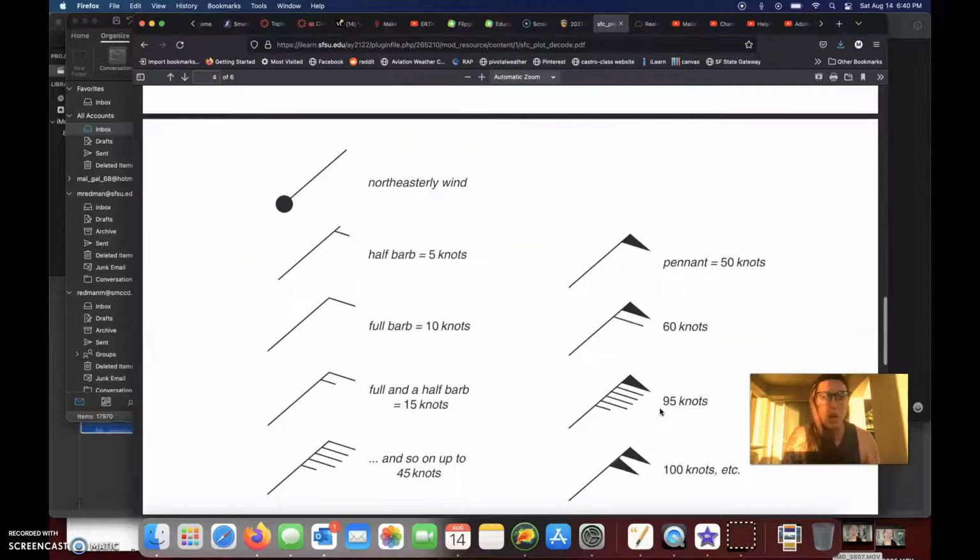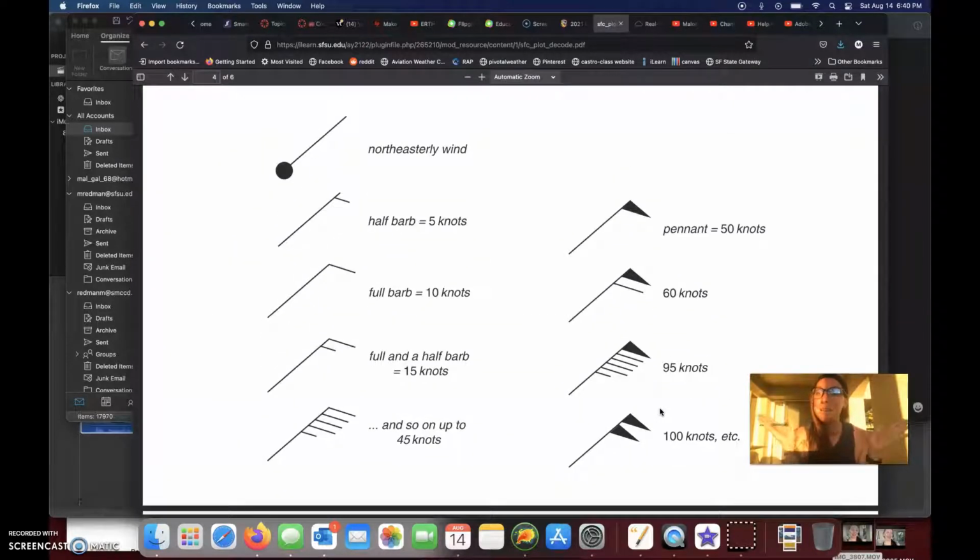Okay, moving on, we have wind speed. So remember when I said that that little barb had little prongs on it, and those prongs help indicate wind speed. So if that little half prong, that means 5 knots. Then if we have a full barb, that means 10 knots. And then if you have multiples of those on one wind barb, you just add those together. So up until we get to 45 knots.